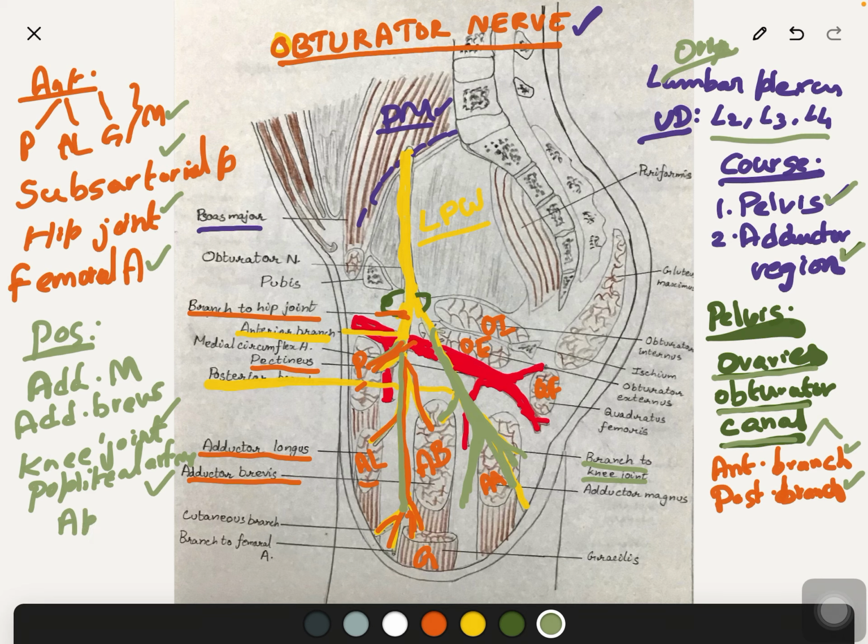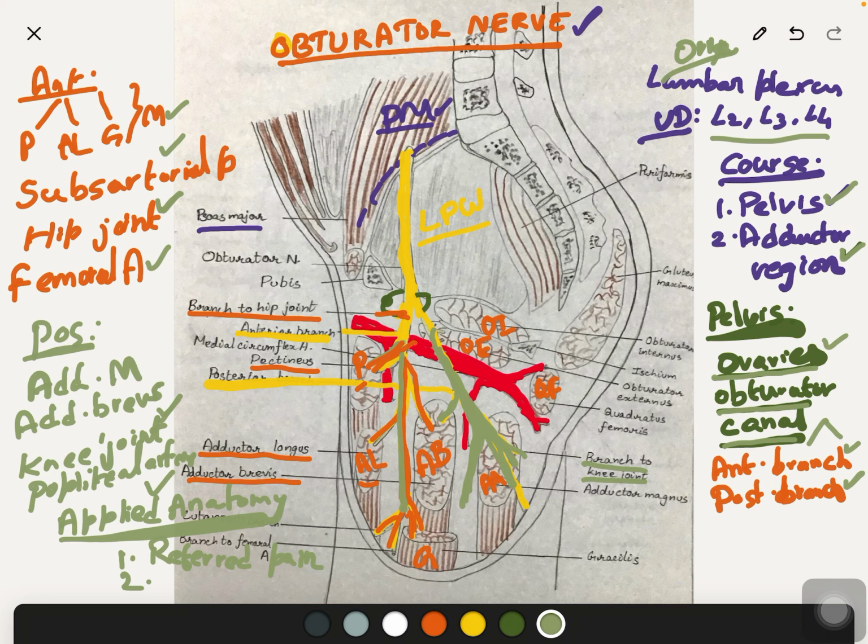Now the applied anatomy of the obturator nerve. It is related to the ovaries in the female. So if there is any pathology in the ovaries, referred pain may be in the distribution of the obturator nerve. So that is in females. Otherwise, in its normal course, as you have understood, it supplies the hip joint and knee joint.